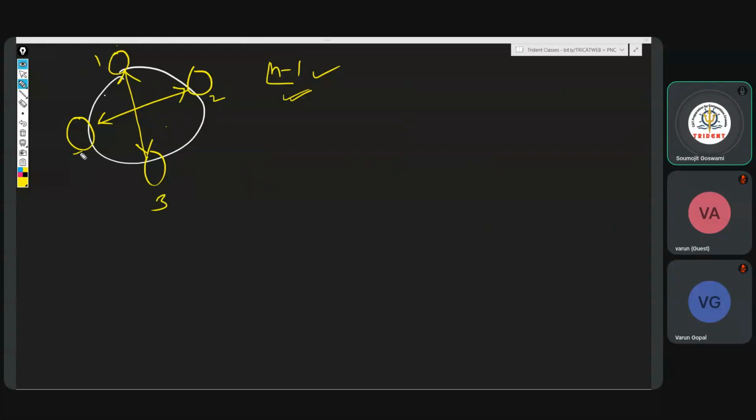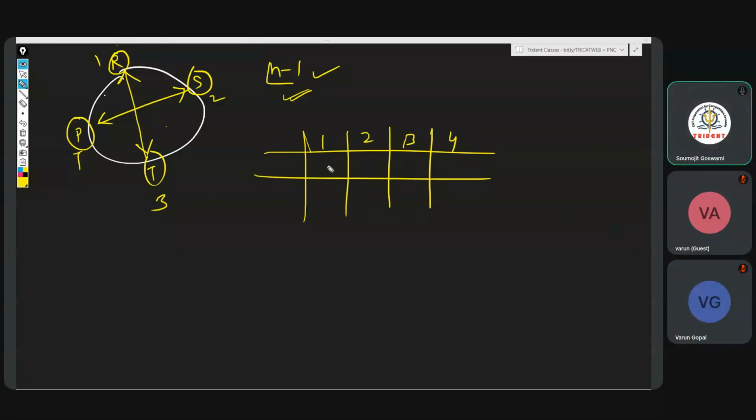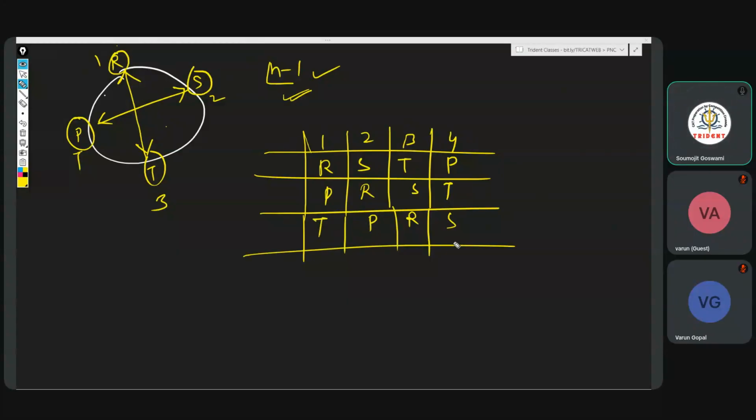So 1, 2, 3 and 4, we did one of the permutations, which is Ravi, Suresh, Tarzan and Pinky: RSTP. Then you can very well understand that there could be many possibilities. One of the possibilities is RSTP, and then again I can go one more step and make it like this. And then one more orientation would be R, S, T and P.